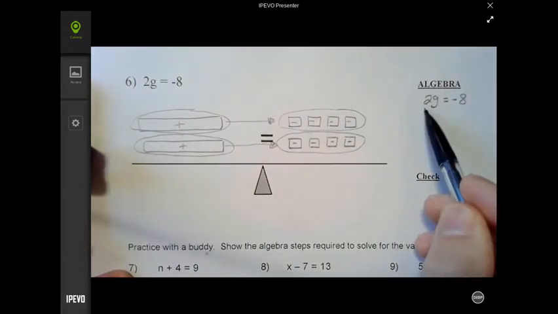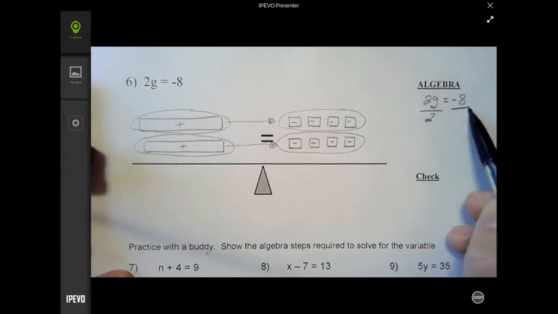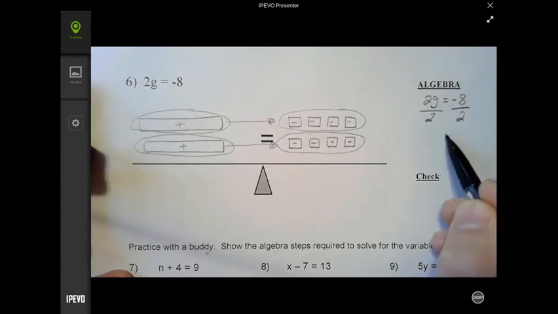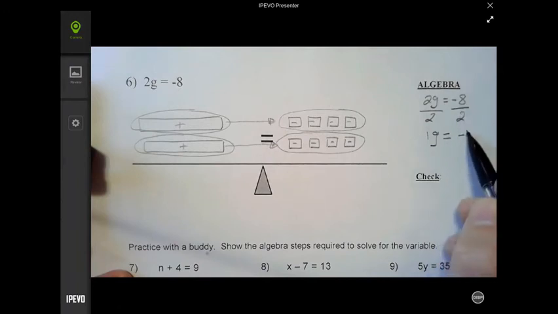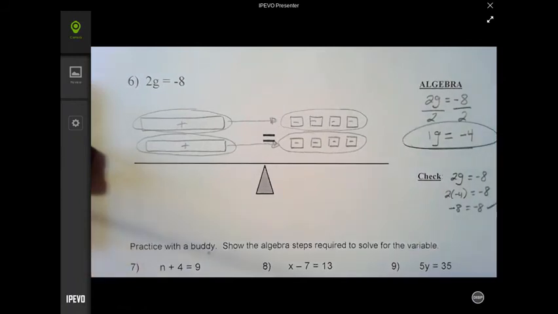So the first thing we did on the left, we took 2g and divided it into 2 equal groups. Then we took the -8 and divided it into 2 equal groups. And when we did that, 2g divided by 2 is 1g, which is the same as g. -8 divided by 2 is -4. So for our check, if 2g equals -8, and we think that g is -4, we would have to do 2 times -4, which gives us -8. So -8 equals -8, and I know that the value of the variable in this example is -4.